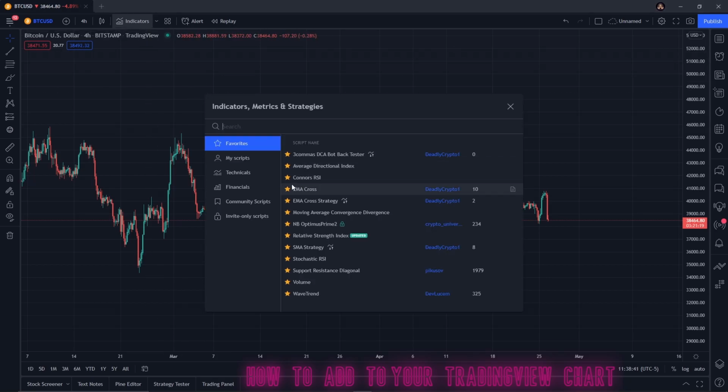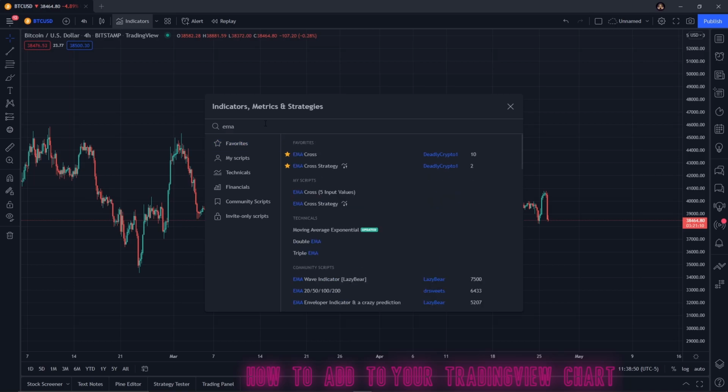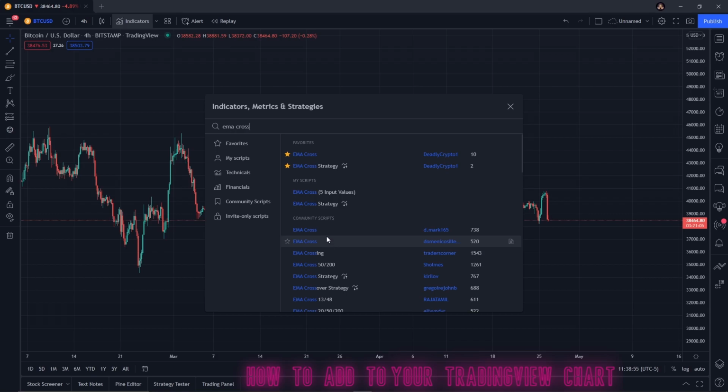Now I've already favorited my script for this. If you don't have this one favorited, I will leave the link in the description. But if you don't have this one favorited, all you have to do is come right here and type in EMA cross. And you can find this from somebody else as well. There's plenty of EMA crosses out there. The one by D-Mark is pretty good.